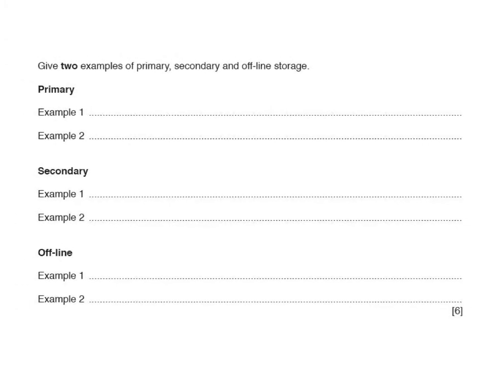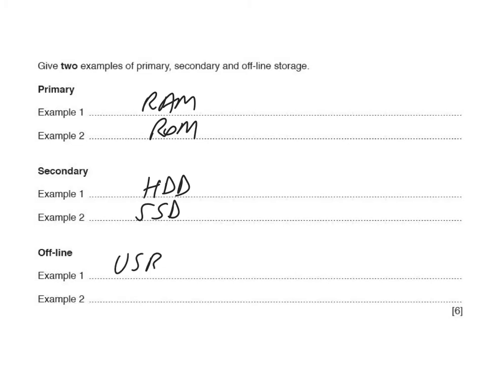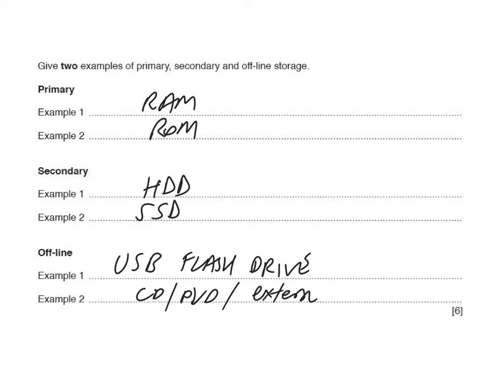Give two examples of primary, secondary and offline storage. So RAM and ROM are the only two primary. Secondary, we could have HDD, SSD, and USB flash drive, and CD, DVD, external hard drive. There's many for that one.